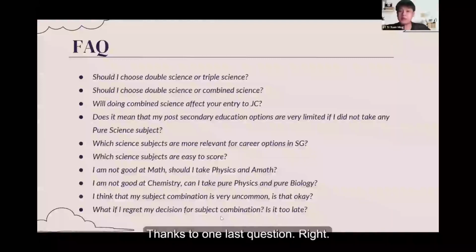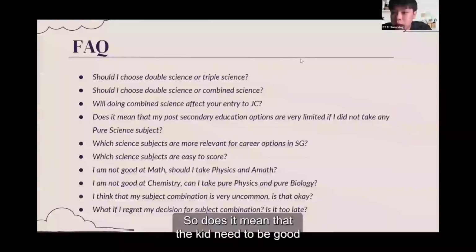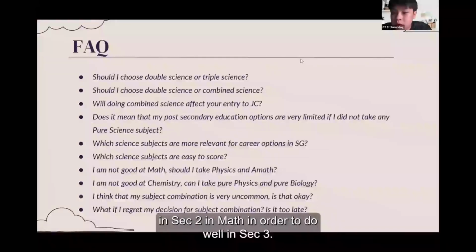Okay, one last question: does it mean that the kid needs to be good in Sec 2 math in order to do well in Sec 3? Definitely yes.